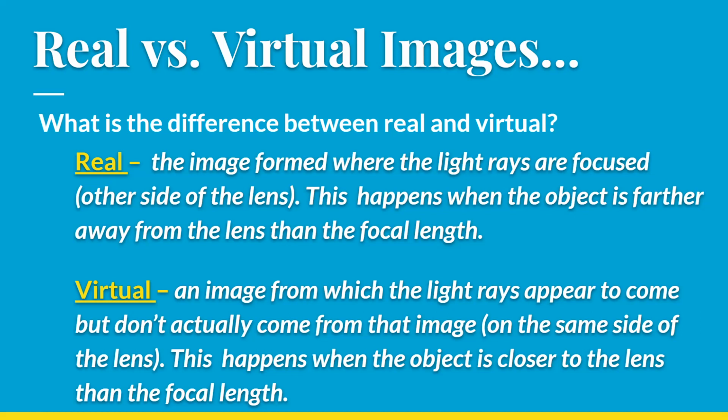Okay, a virtual image, on the other hand, is an image from which the light rays appear to come, but they don't actually come from that image. It's on the same side of the lens. This can happen when the object is closer to the lens than the focal length. And again, a virtual image is what we talked about with a mirror as well. With a plane mirror, you get a virtual image because the light rays don't actually go back there. So again, if it's not where light rays are actually converging, but they appear to converge or your brain interprets them that way, then you get a virtual image. If they do actually converge, then it's real.